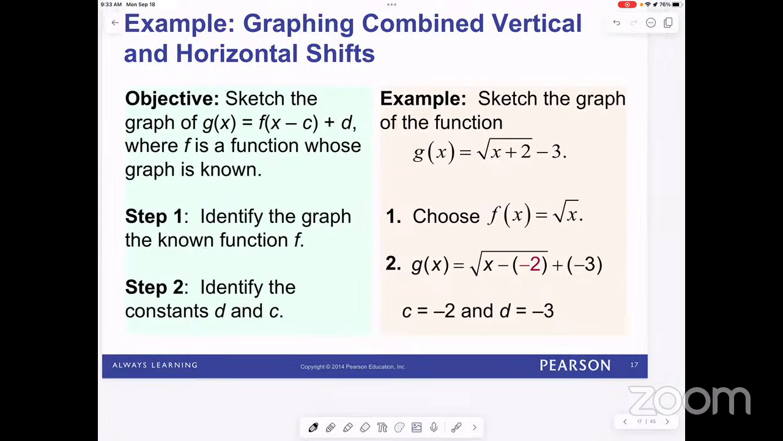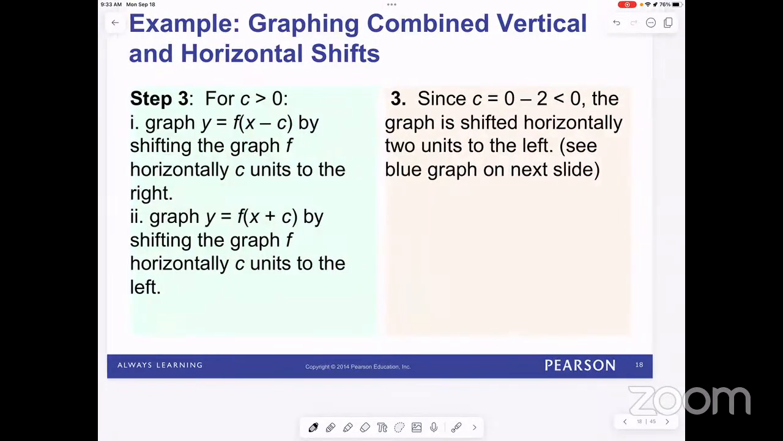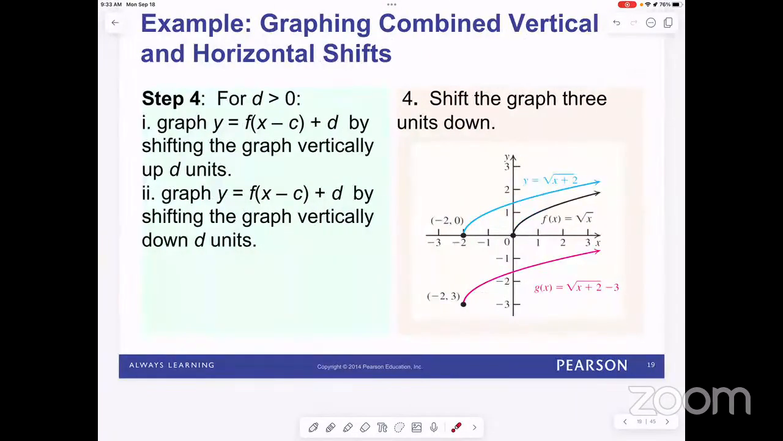And this is kind of explaining all that. You see it here. So we started with the square root function, the top half of a sideways parabola. Then we went left 2 units and then down 3 units. And then the red is our final graph.